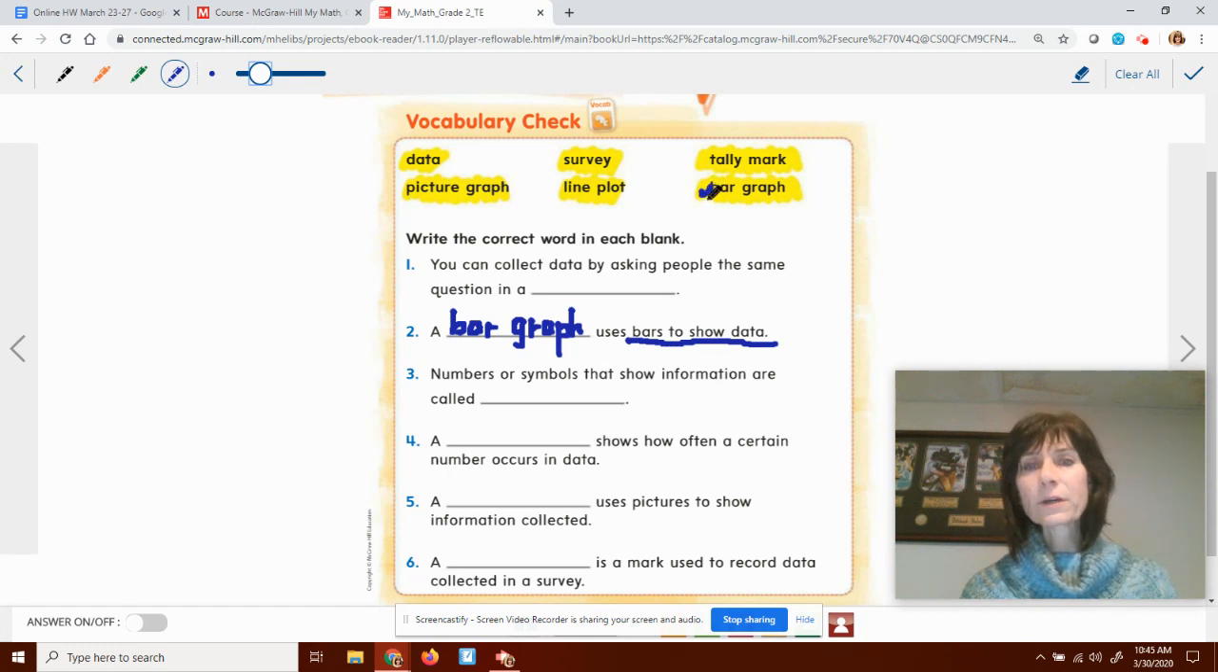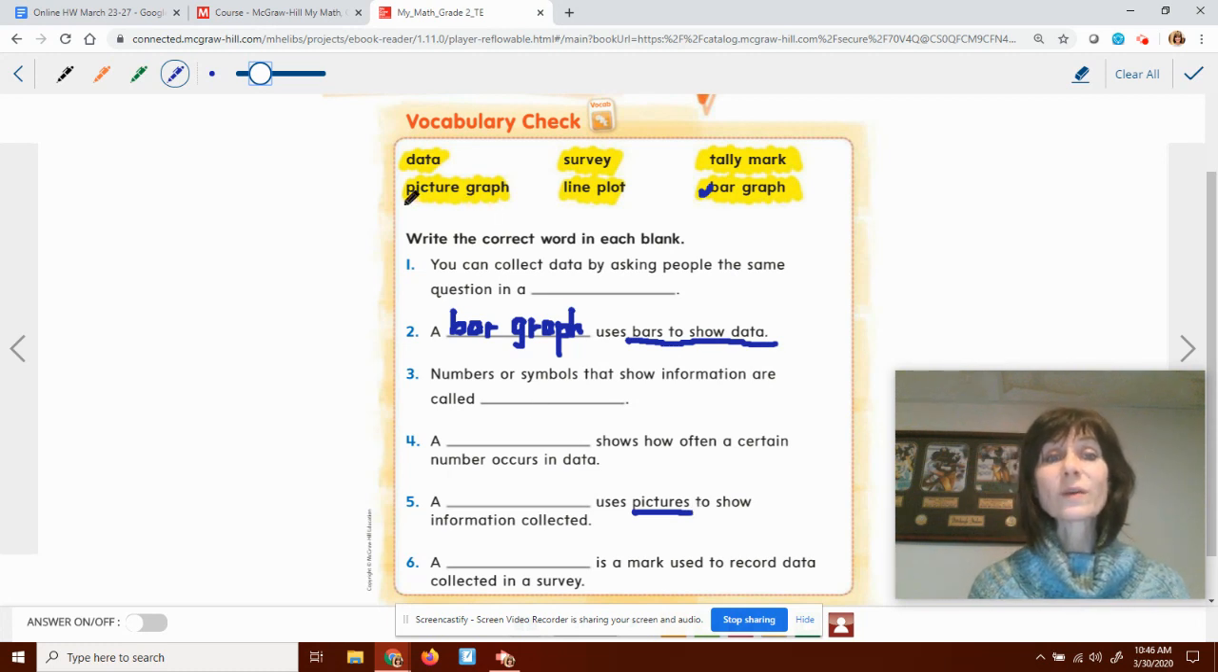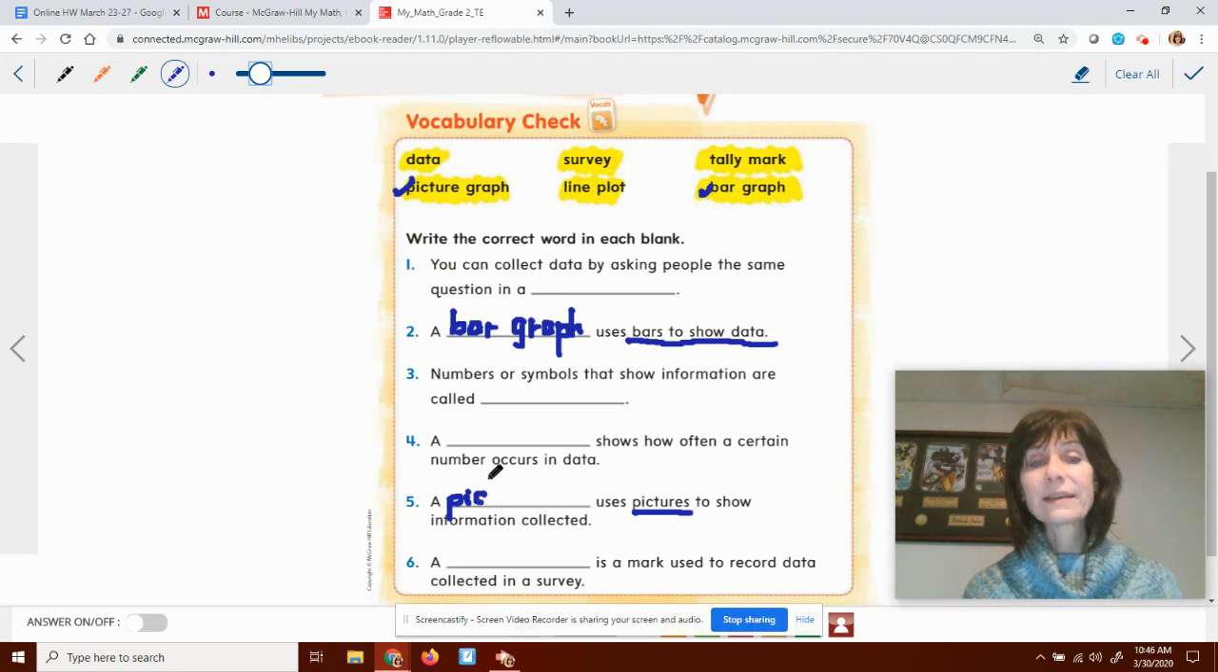I'm going to put just a little mark there to mark off which words I've used. A blank shows how often a certain number occurs in data. Let's go to the next one. A blank uses pictures. All right. If they're using the word picture in the definition, chances are this is going to be my picture graph. So we need to write picture graph right here. Picture graph. And I'll let you go ahead and write that.